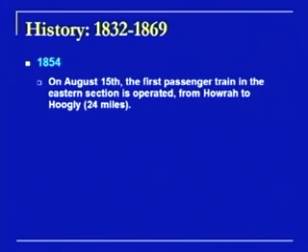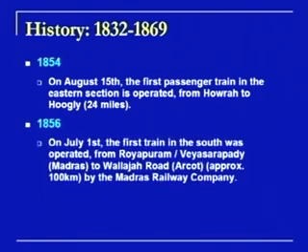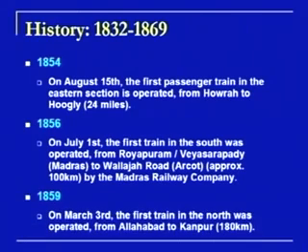On August 15th, the first passenger train was started in the eastern section, from Howrah to Hooghly. Then there was the first train in the southern region. It was for around 100 kilometers distance, and it was done by the Madras Railway Company. Then there was a train in the north which was started in 1859, from Allahabad to Kanpur for a distance of around 180 kilometers.